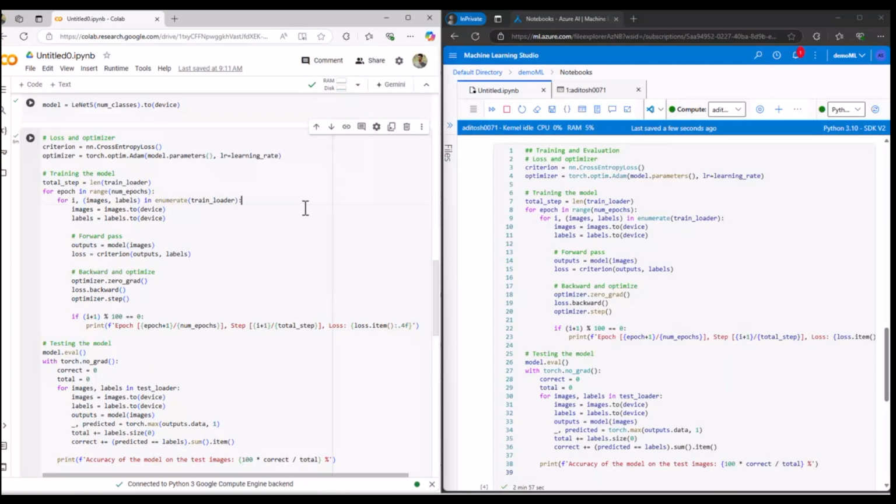I am Aditya and you are watching Google Colab versus Azure ML Studio. The model that we are going to train today and test the performances on the two platforms is LeNet-5. It's the Hello World model for convolutional neural networks. And more on that, you can find out in my previous video where we talked about architecture and its implementation in Python and doing it on Azure ML.